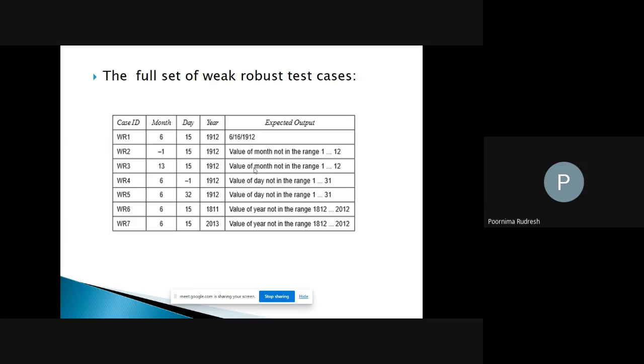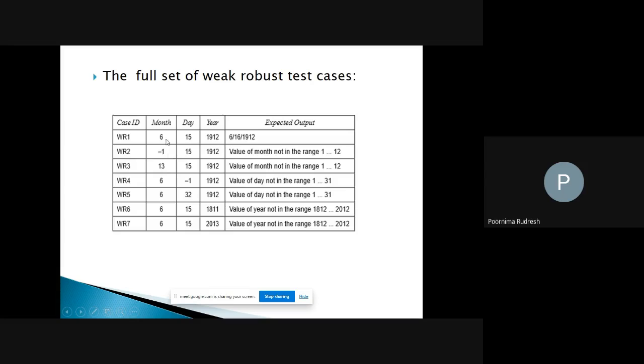Similarly, we can construct the test cases by using the weak robust testing strategy. There we are considering the invalid values for the month, day, and year. Right. So first one is the weak robust. This is the normal test case that we are considering, 6 15 1912. We are getting the expected output because the values are within the range, right?